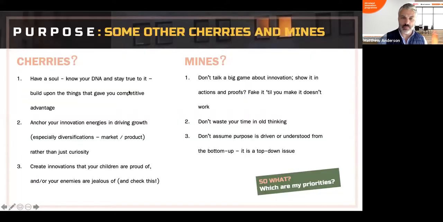Let me just quickly show a couple of other things before I move off the subject of power. So basically in purpose, here are some other things to think about, some other cherries and mines from recent experience of mine. Cherries are good things, low-hanging fruit, things that you should be doing. Mines are things you should be avoiding, obviously. A couple of cherries here would be: have a soul, know your DNA and stay true to it, which is basically when you start to define what your organization stands for, build upon those things that give you competitive advantage.